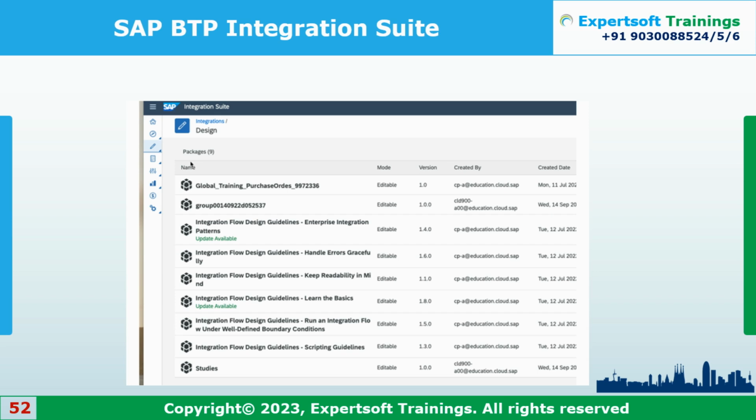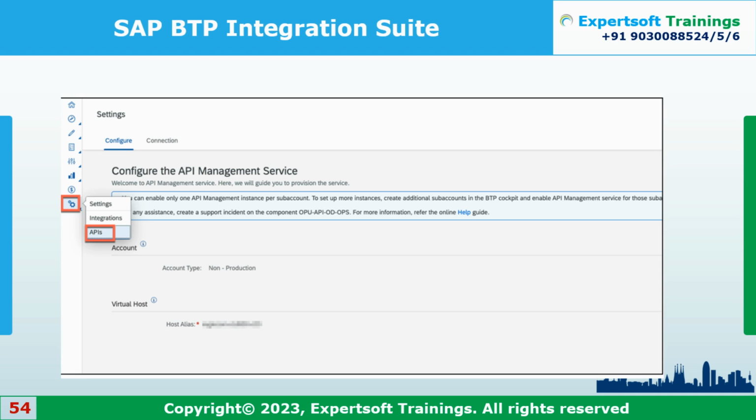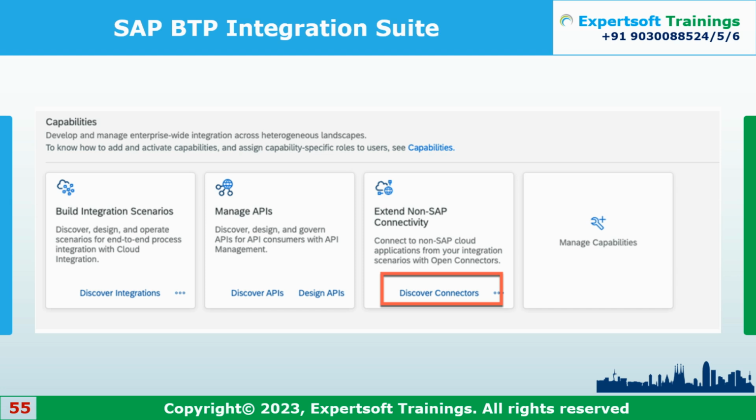The pencil icon is for design. There you can see the packages, and inside the packages we will create artifacts. This is settings for API management, not for this. This is for discovery connectors. This is for open connectors.